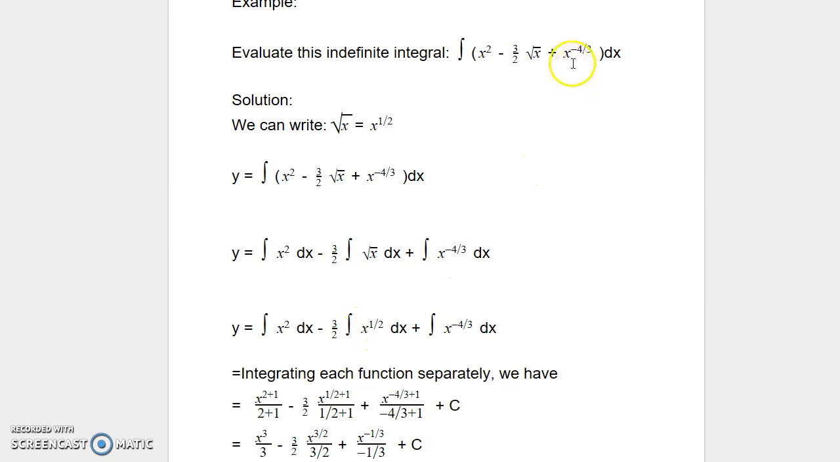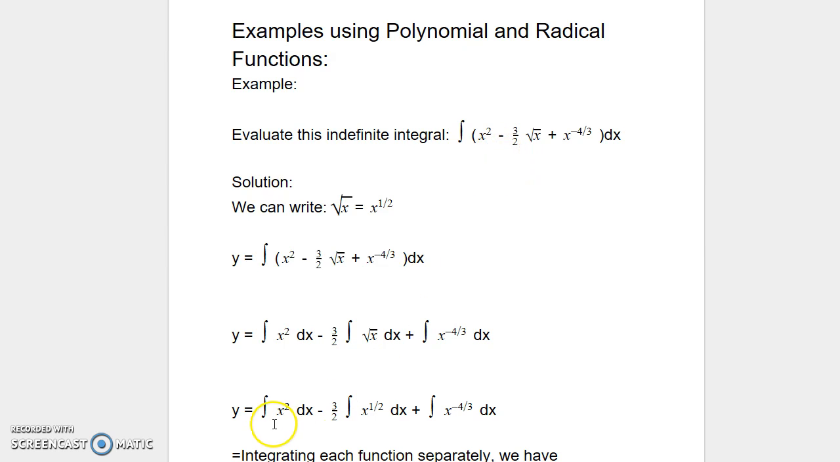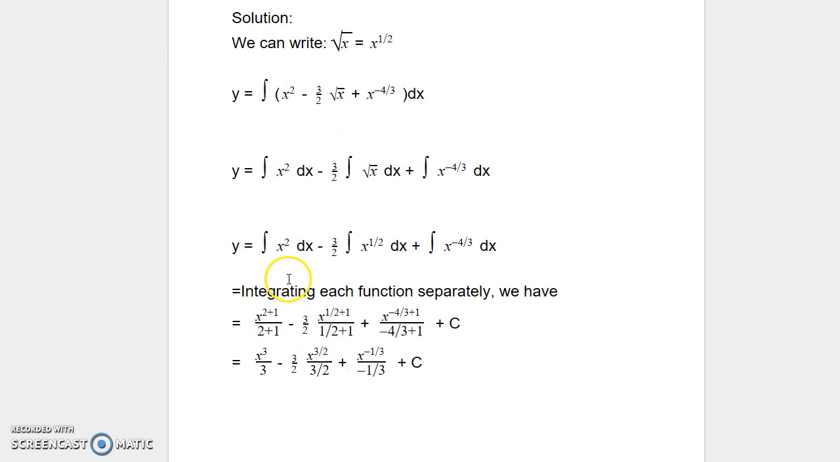And then the third part of the problem is x to the power of negative 4 over 3. We can write that as integral x to the power of minus 4 over 3 dx. This combined function, we are separating it out into different parts and then integrating them separately. Okay. Now, we're going to use the power rule for the first part, for the second part, and the third part of the problem.